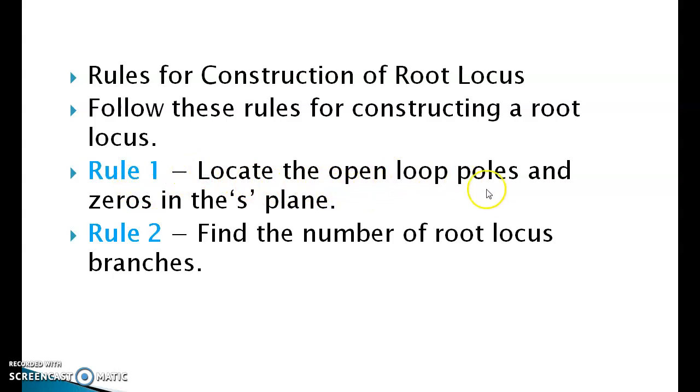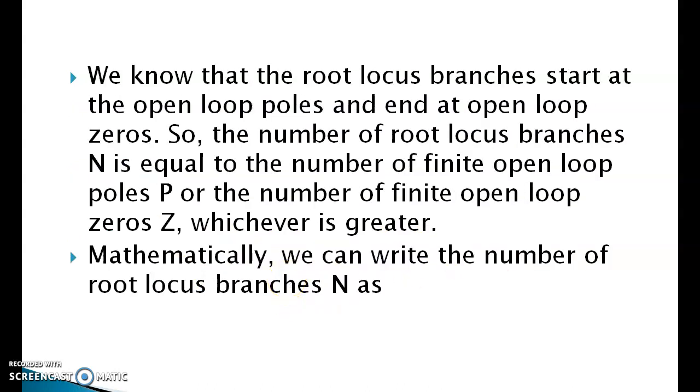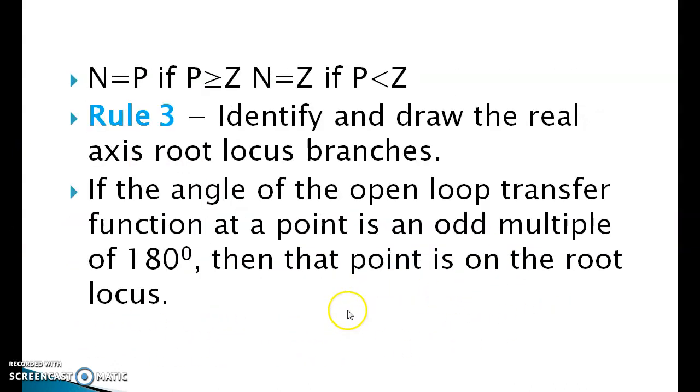Rule 1. Locate the open loop poles and zeros in the s-plane. Rule number 2. Find the number of root locus branches. We know that the root locus branches start at open loop poles and end at open loop zeros. So the number of root locus branches N is equal to the number of finite open loop poles P or the number of finite open loop zeros Z, whichever is greater. Mathematically, N is equal to P if P is greater than Z, and N is equal to Z if P is less than Z.